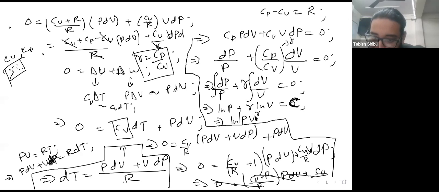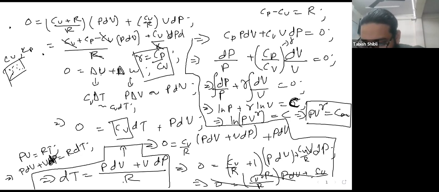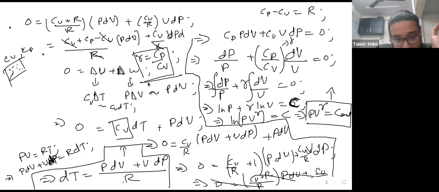V to the power gamma is equal to a constant. This implies PV to the power gamma is equal to a constant. So, for an adiabatic process, the relation that you have is that PV to the power gamma, where gamma is Cp by Cv, is actually a constant. So what does that mean?